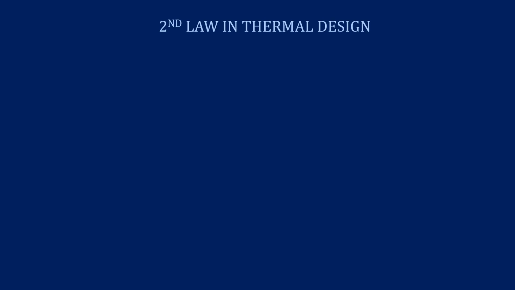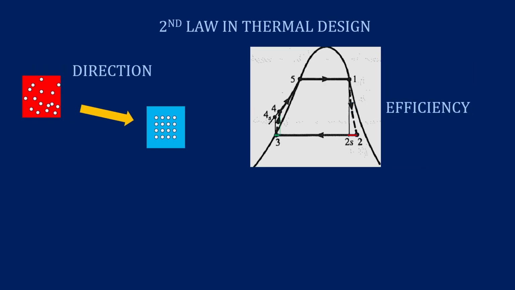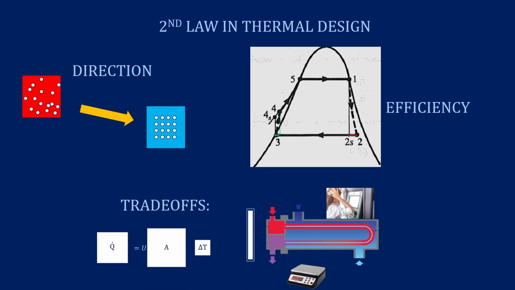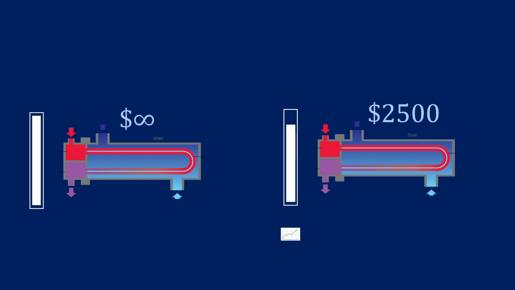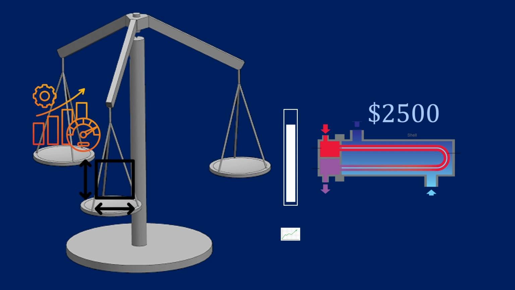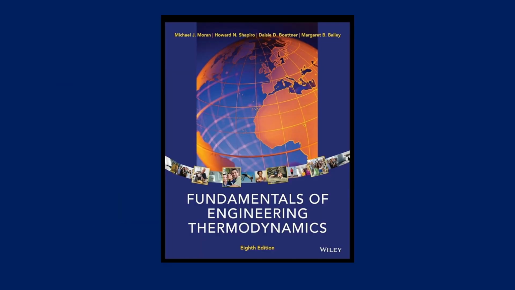The second law defines the direction heat will flow, the inefficiencies you cannot avoid, and the trade-offs you must accept. The goal of an engineer is not to eliminate entropy, which is impossible, but to minimize it intelligently, gathering as much exergy as possible by balancing performance, size, and cost. This mission is what turns thermodynamics from theory into engineering.